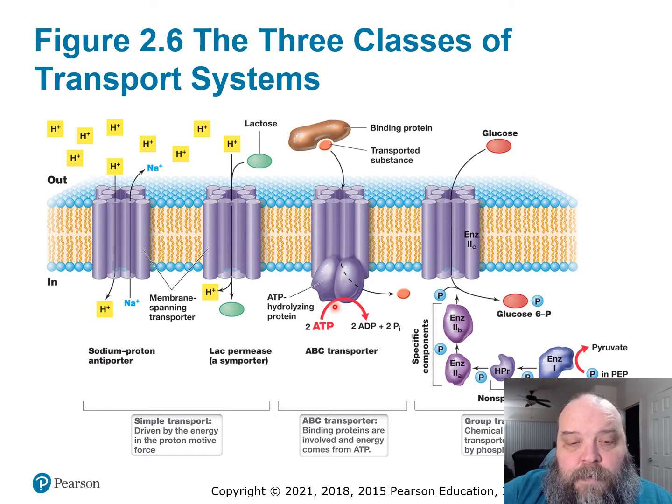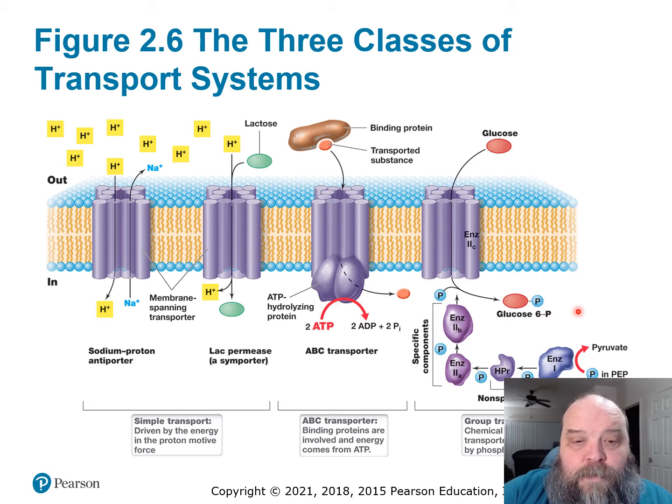The ABC transporter, remember, is going to have multiple portions. One of the portions is the part that hydrolyzes ATP, takes ATP and turns it into ADP. That is going to power the conformational change of the other 2 portions, a binding protein, and then the actual transmembrane portion that allows the movement across.